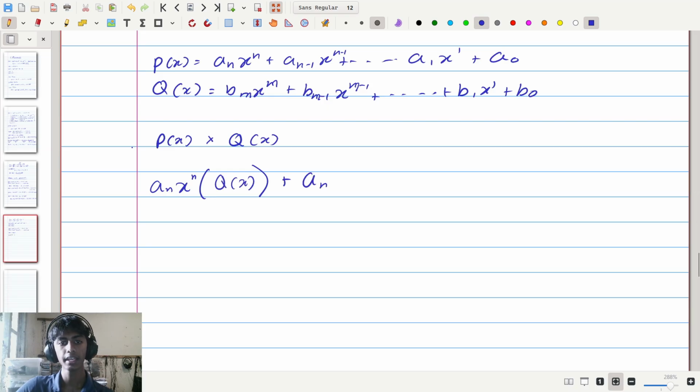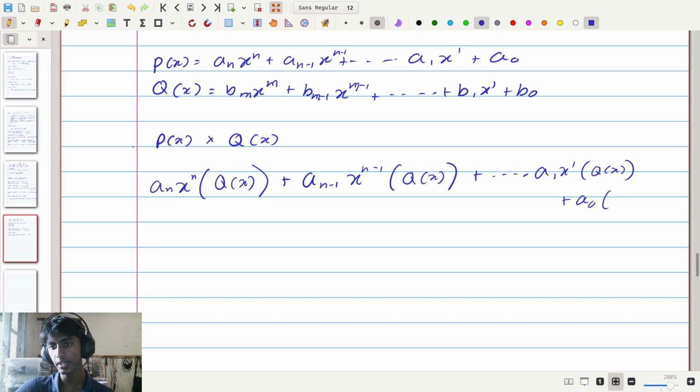plus a sub n minus 1 x to the n minus 1 times the entire sum of q(x) plus, and you can see where this is going, all the way down to a sub 1 x to the 1 times the entire sum of q(x) plus a sub 0 x to the 0, I'm not going to write, times the entire sum of q(x). This is essentially what we have to do in this situation.